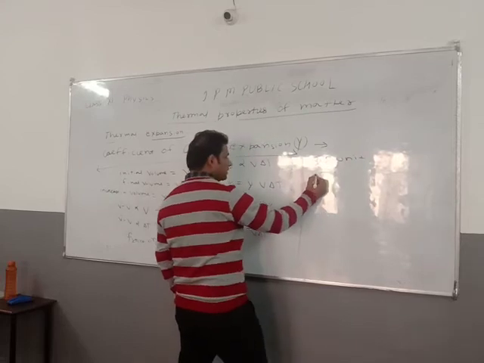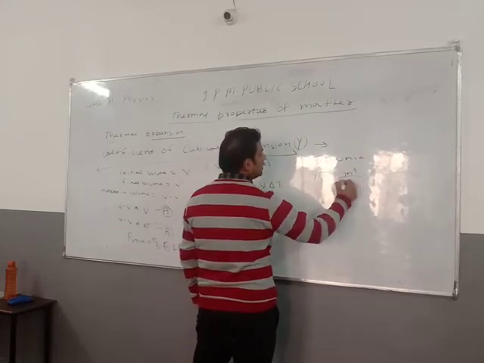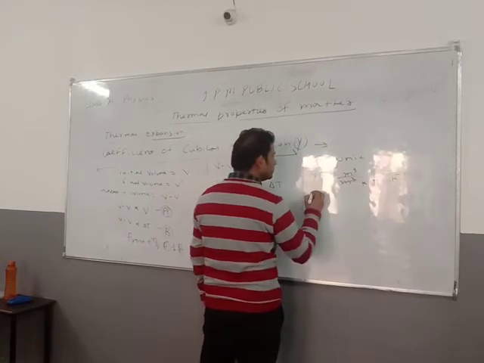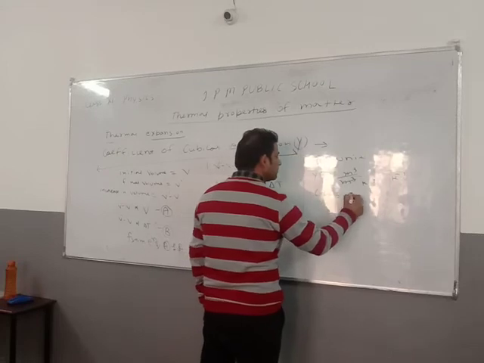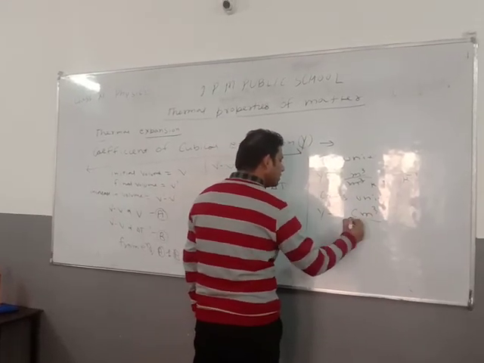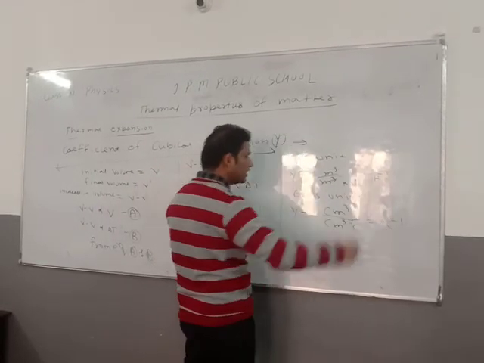Assignment: gamma equals meter cube upon meter cube Kelvin, which means Kelvin to the power minus 1. The CGS unit: gamma equals centimeter cube upon centimeter cube degree centigrade, which means degree centigrade to the power minus 1.